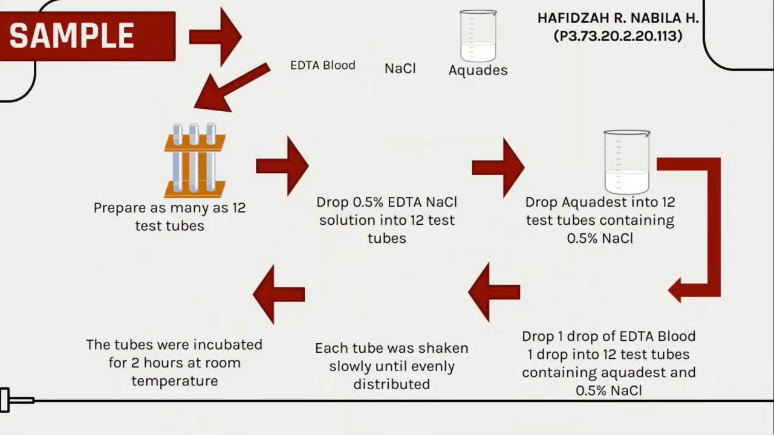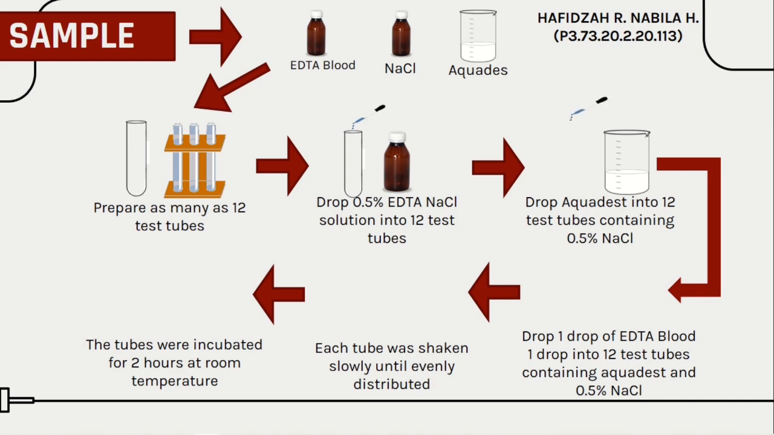Next, the procedure. First, you must prepare the samples: EDTA blood, sodium chloride, and aqueous. Next, you prepare as many as 12 test tubes. And the next, drop 0.5% sodium chloride solution into the 12 test tubes.